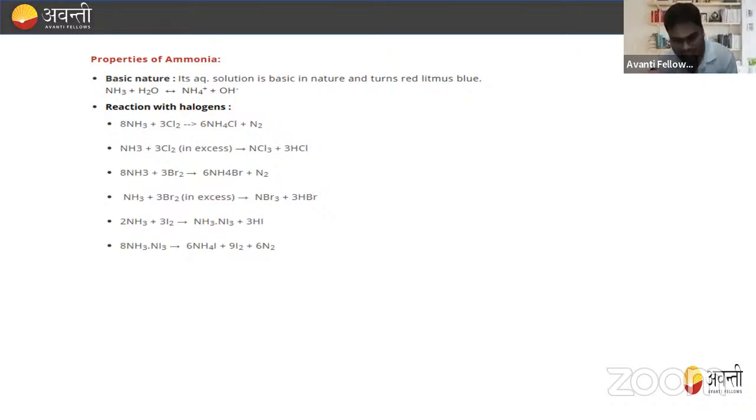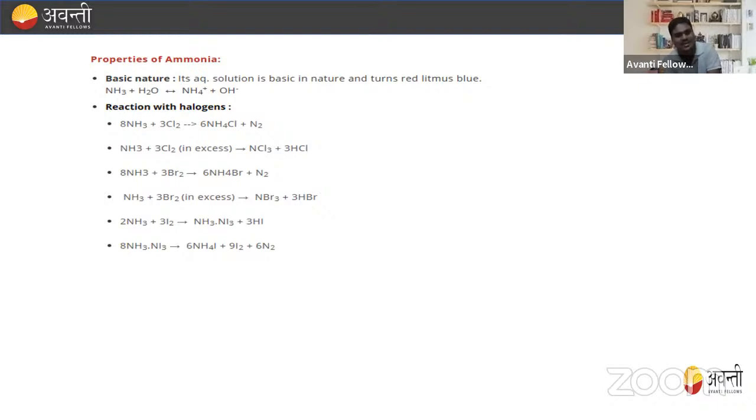Similarly, when NH3 is treated with excess Cl2, it will form NCl3 and 3HCl. Similarly, NH3 treated with Br2 will form NH4Br and N2, right? Similarly, NH3 treated with excess Br2 will form NBr3. So always remember this thing. When NH3 is treated with Cl2 alone, it will form ammonium chloride. When NH3 is treated with excess Cl2, it will form NCl3.